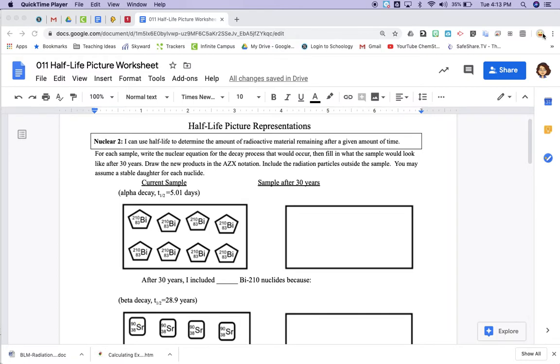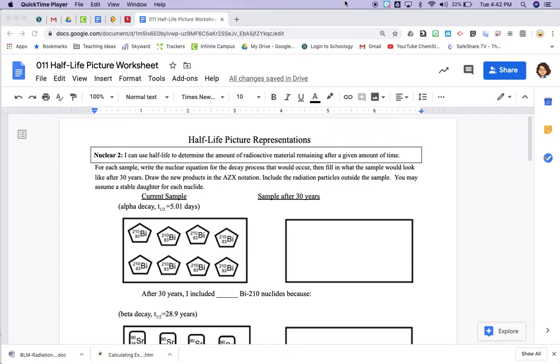So what we can see here is that we have pictures that have a current sample, and then your job is to draw a picture of what would be left after 30 years. Let's look at an example here to get you started.